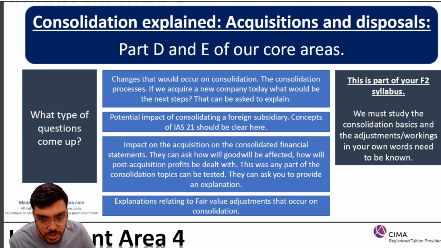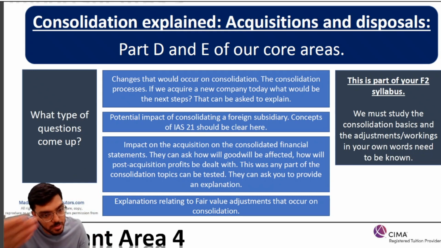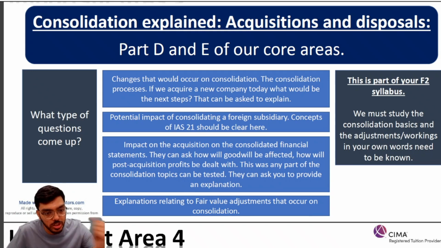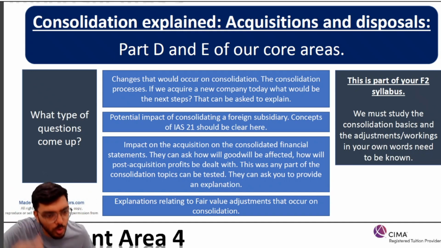Third, the impact of acquisition on the consolidated financial statements. So they can ask you, once we acquire this company, how will our goodwill be affected? So your goodwill calculation, you must know, because you will have to explain it in your own words. You won't have to calculate anything, but you'll have to tell them how the new goodwill is calculated. This is part of your F2 syllabus. Same way, how will post-acquisition profits be dealt with? Something that does often come up. So in your F2 syllabus, the consolidation working notes, in your own words, you should know them. So they can ask you to provide an explanation on any of them, and it's often asked as well in the exam.